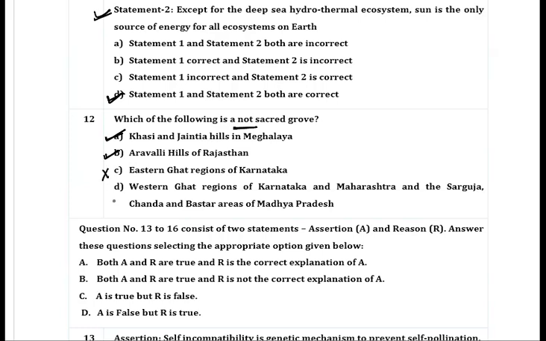And the next one is Western Ghat region of Karnataka and Maharashtra and the Sarguja, Chambar, Bastar area of Madhya Pradesh. They are the sacred groves. Yes, of course, they are the sacred groves. So in the question, it is asked not true. Not true means the correct answer is what? The C is the correct answer.